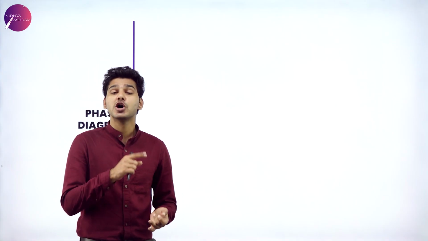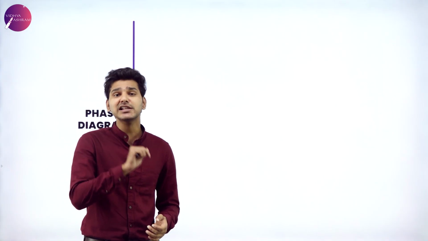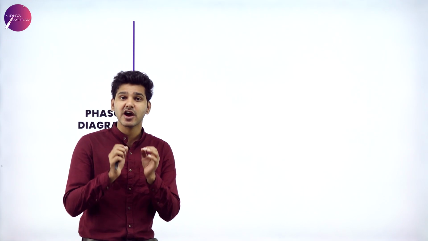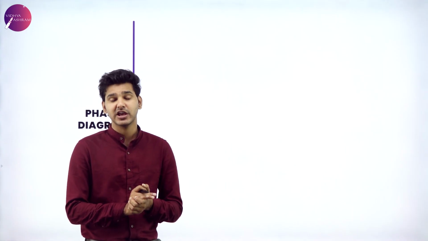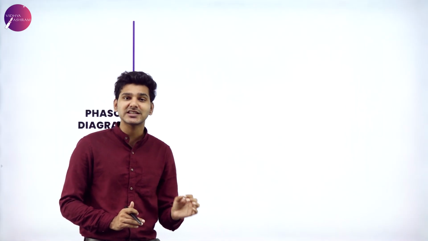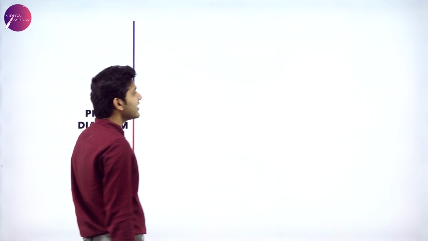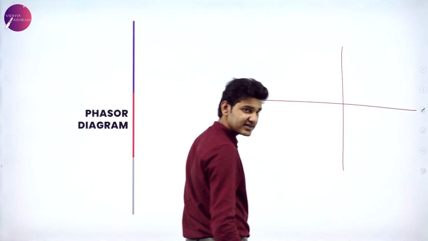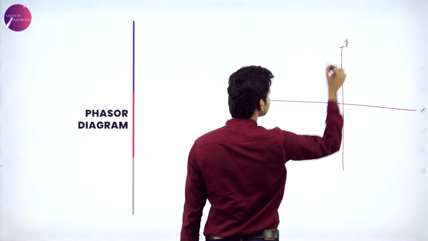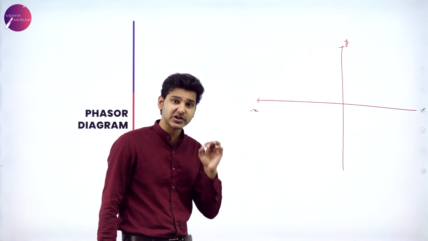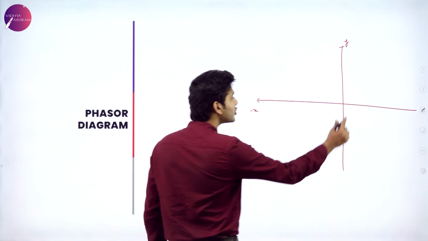That is, a diagram representing alternating current and voltage as rotating vectors in which the angle between them is known as phase angle. So that particular diagram is known as a rotating phasor diagram or simply a phasor diagram, in which the quantities, that is the alternating current and voltage, are represented as rotating vectors. So if there is a y-axis and an x-axis like this, then we can represent current and voltage as rotating phase vectors.